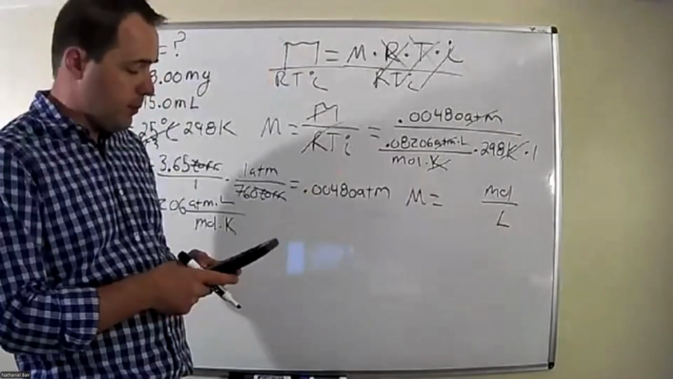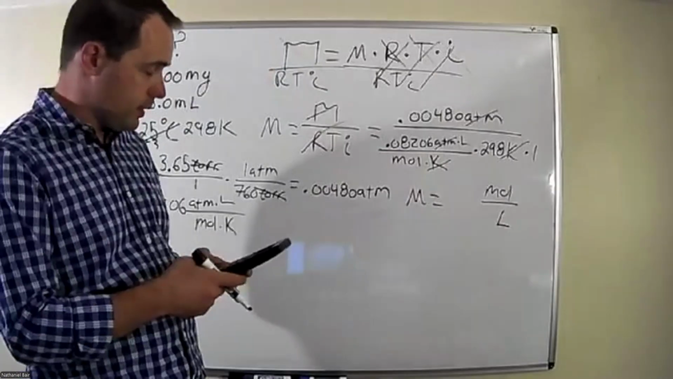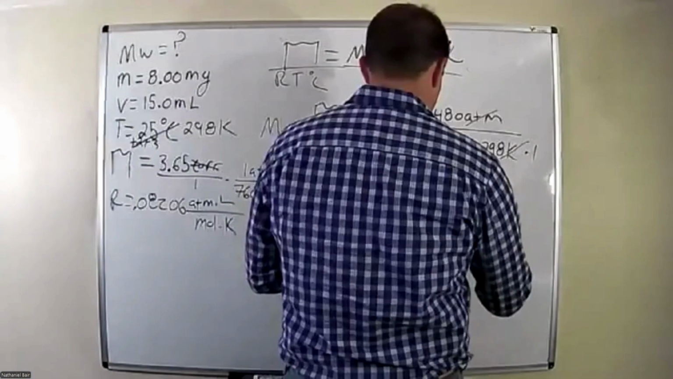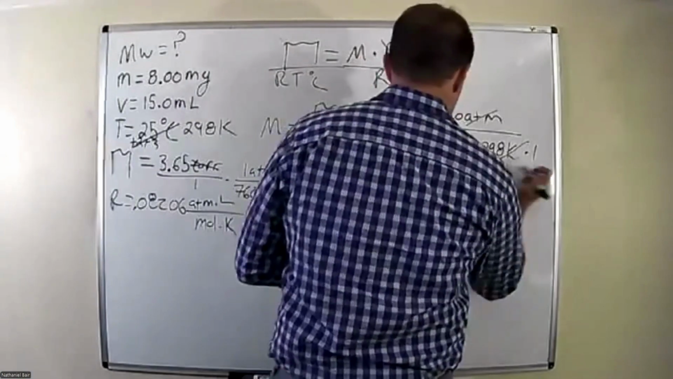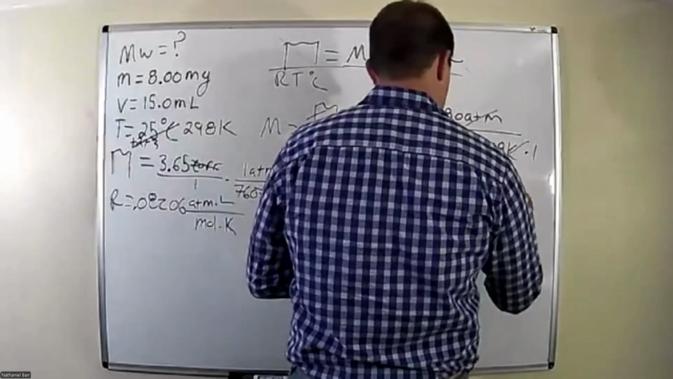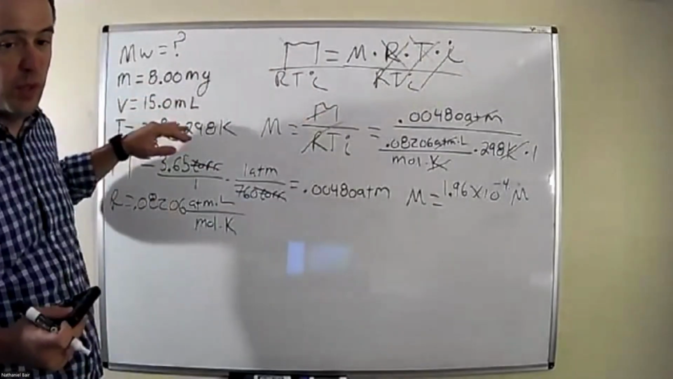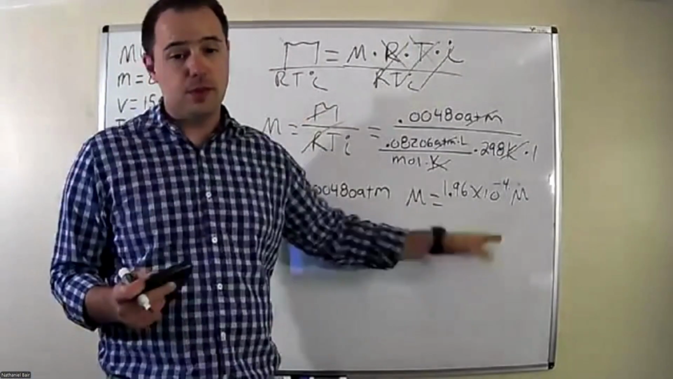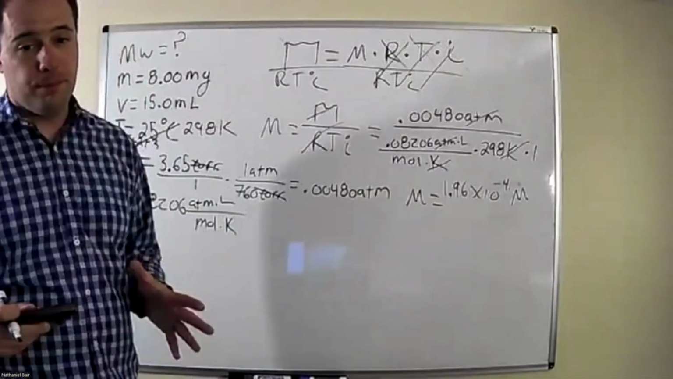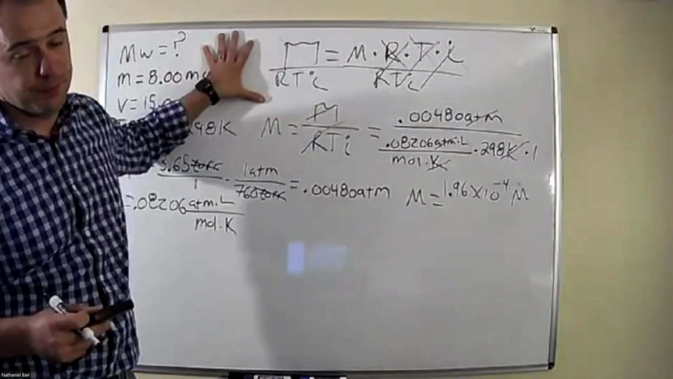So we're going to punch this in. Our pressure in atmospheres is 0.0048 divided by R, 0.08206, divided by T, 298. And we get 1.96 times 10 to the negative fourth molar. Not very concentrated. Think about it, you only put 8 milligrams in 15 mL. So this is the concentration of our protein mixture. This is the first step, getting molarity from osmotic pressure.